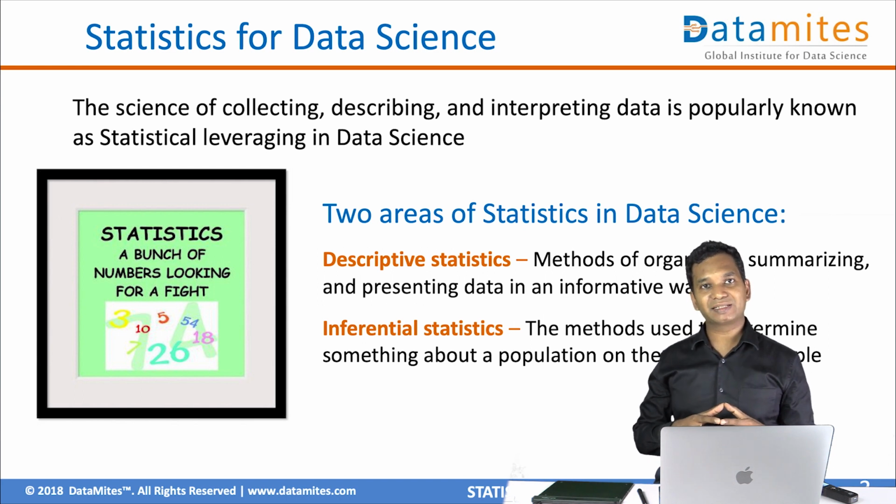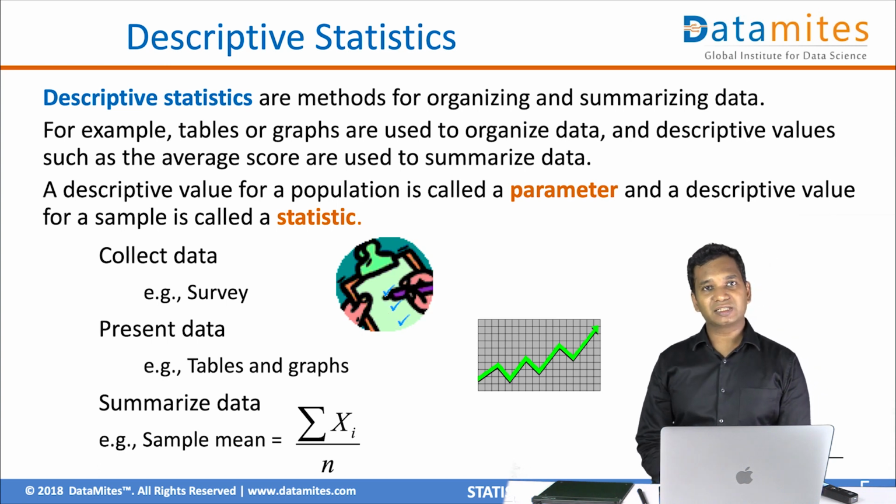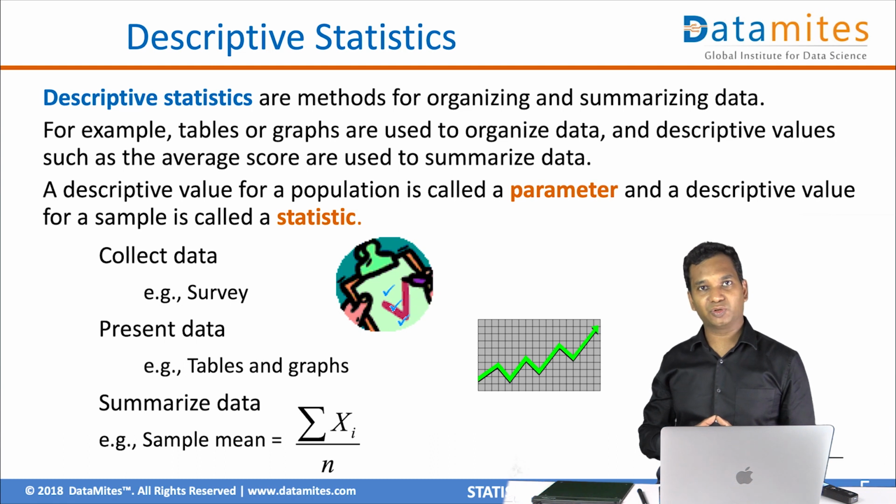categories. One is descriptive statistics, the other one is inferential statistics. Descriptive statistics is mostly for describing the data. So, for example, you're looking at the sales of a business, let's say last financial year sales.